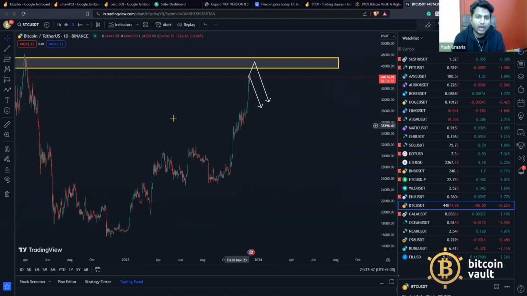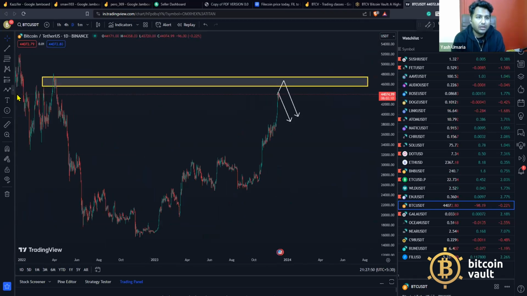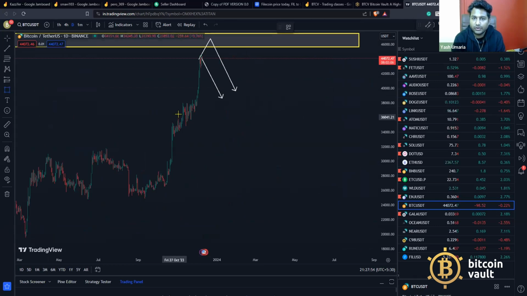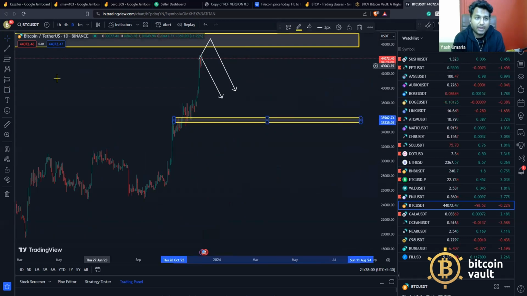Let's see what levels we can expect the correction up to. For example, 35,000 is a good level for correction. Why? Because of the psychological number. As I said, the market can go down to $35,000, and it can act as a support. Why? Because of the psychological levels.